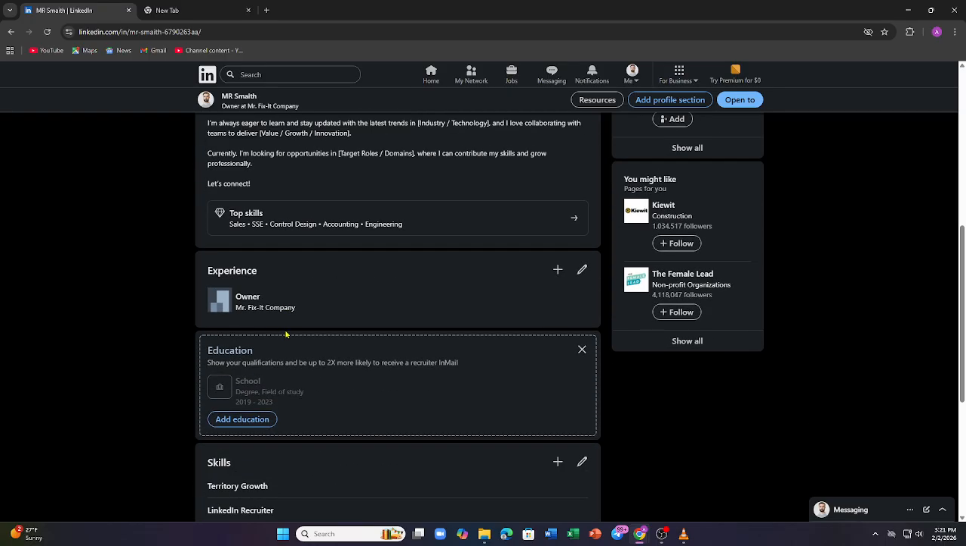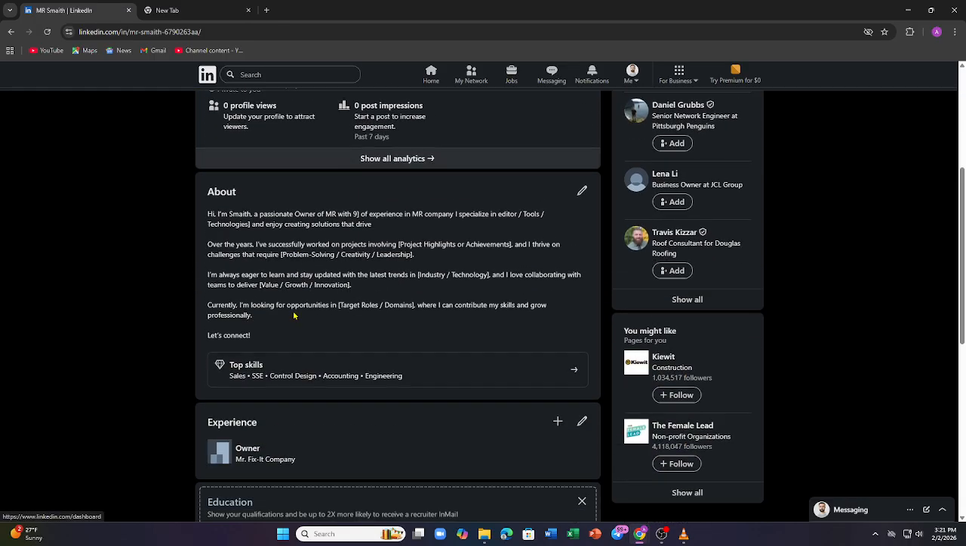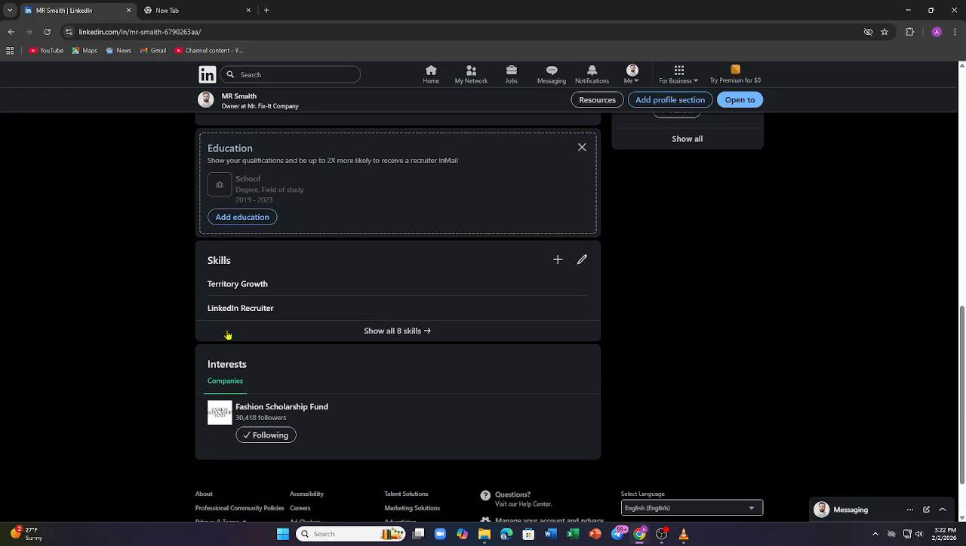Then structure your experience section with bullet points. List relevant responsibilities and achievements, focusing on results. Always quantify impact wherever possible. Numbers catch attention faster. Include skills and endorsements.